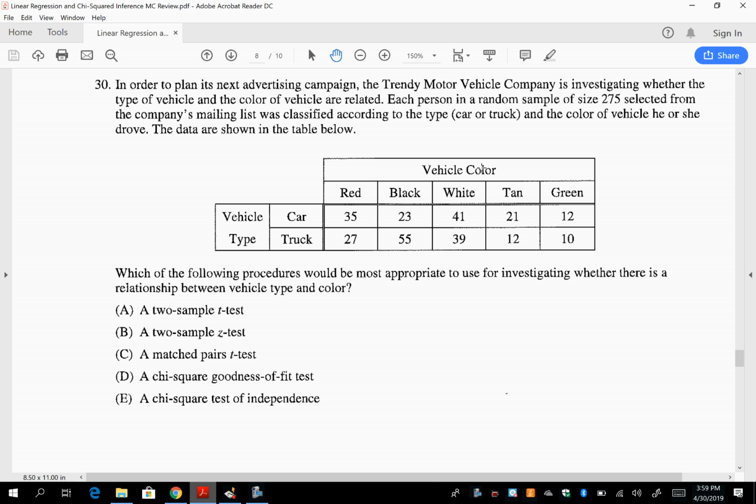So you had to decide, is this a goodness of fit, or is this a test for independence? When I read the question, it says whether there is a relationship between vehicle type and color. Immediately that's screaming out, is there a relationship? That's independence.